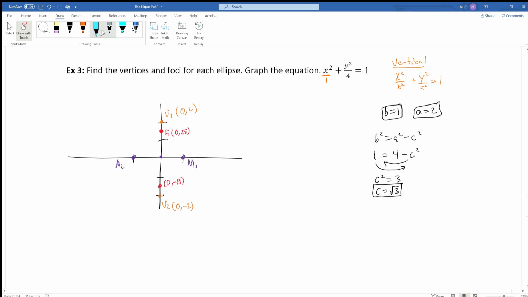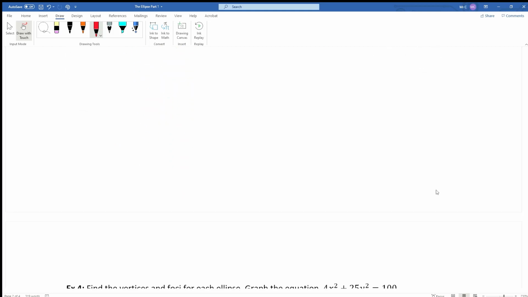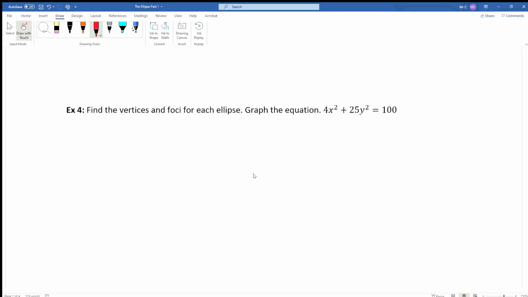And now we can go ahead and connect our graph together. Didn't quite give myself enough room, but that's okay. All right. Well, that's it for that example. How about we tackle another?